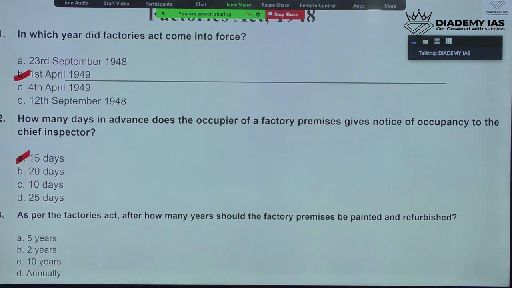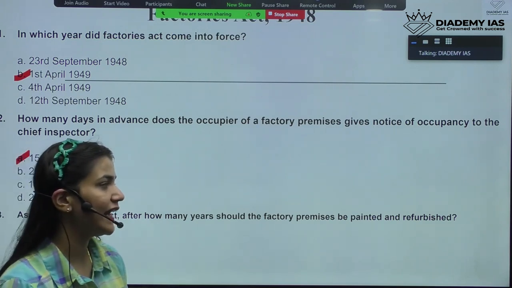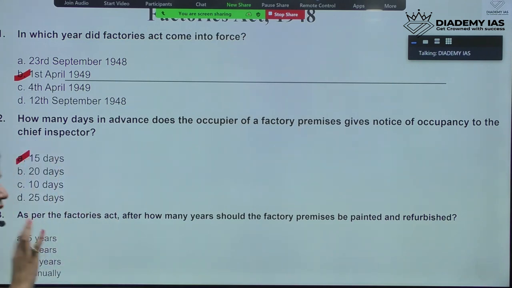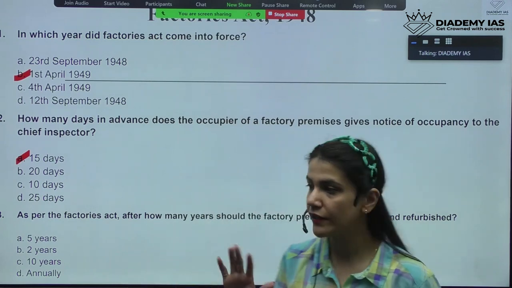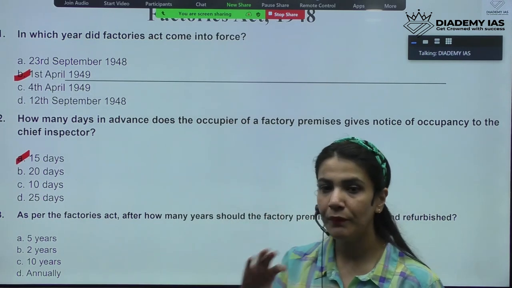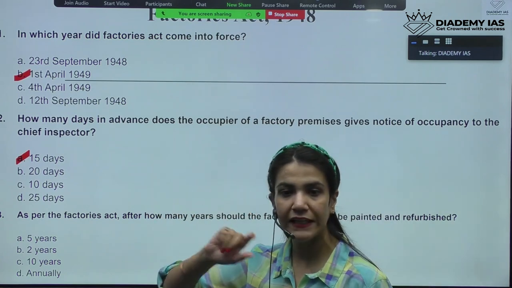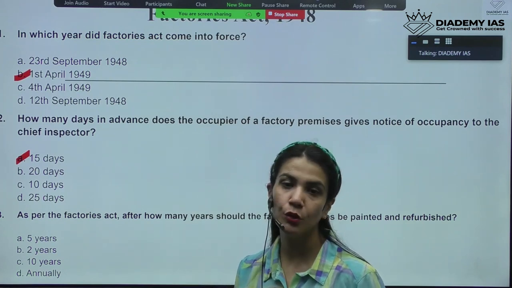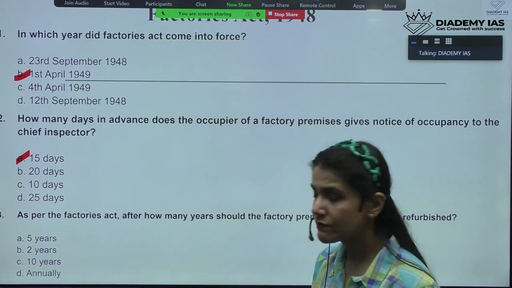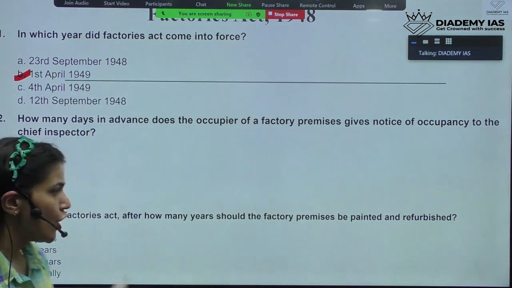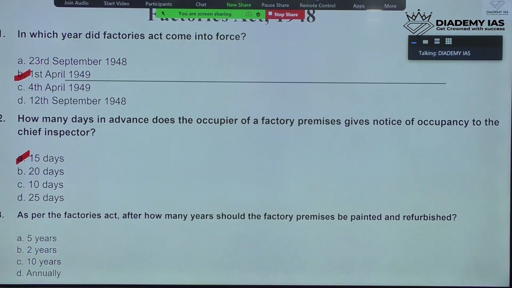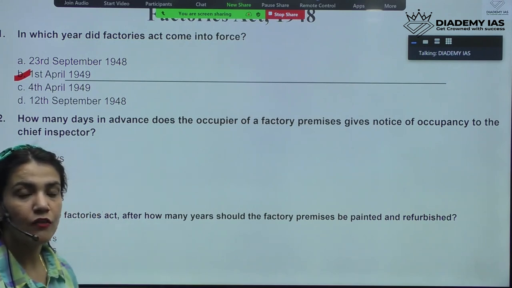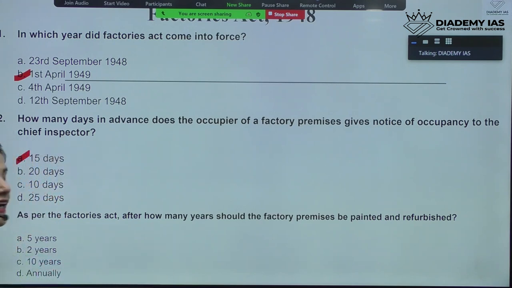All right. Then the third question I have included here is: as per the Factories Act, after how many years should the factory premises be painted and refurbished? Now what you can understand is that the question's level of rigor is very easy. But when you are preparing, the dates, the number of days, and the roles and responsibilities of an occupier and of the chief inspector, you need to know related to each specific law. Please emphasize on that when you're preparing for your exam. For this particular question, if you clearly remember, we did that in our class: at least after every 5 years, there has to be a repainting and refurbishing of the factories.